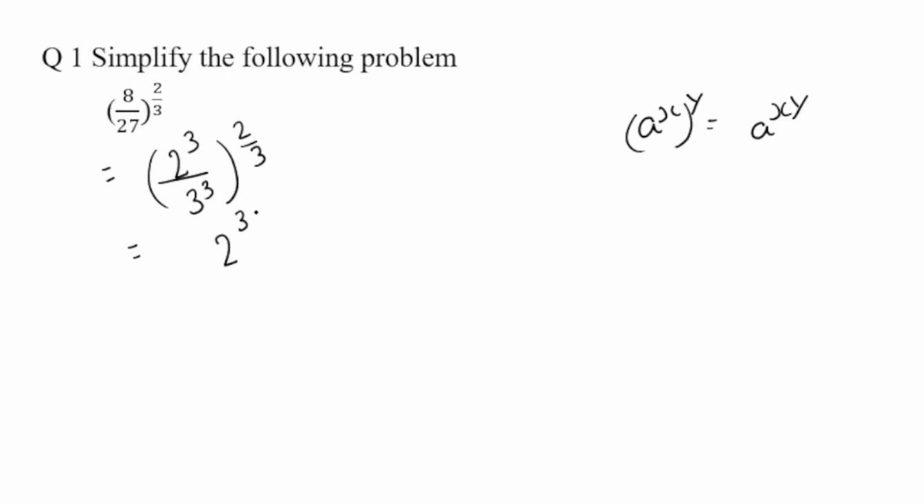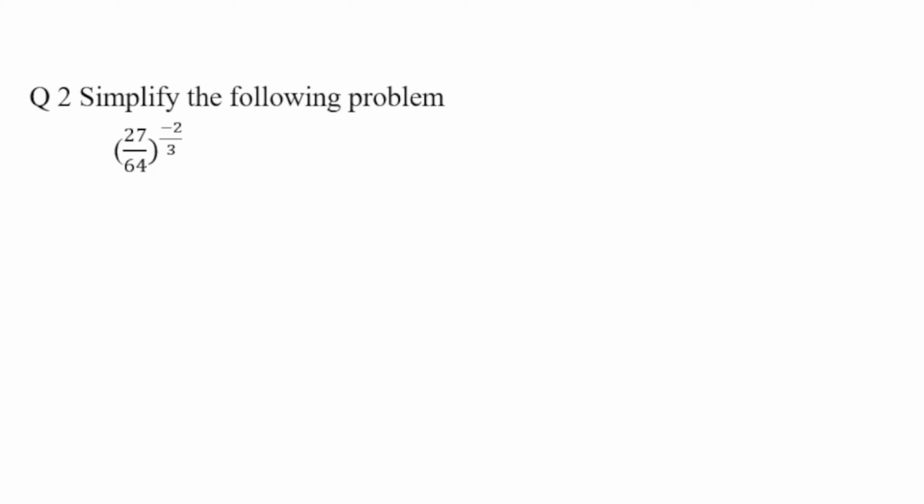2 to the power 3 multiplied by 2 by 3. On the denominator, 3 to the power 3 multiplied by 2 by 3. 3 cancels, and on the denominator 3 cancels. 2 square divided by 3 square. 2 square means 4. 3 square means 9. Now move to question number 2.